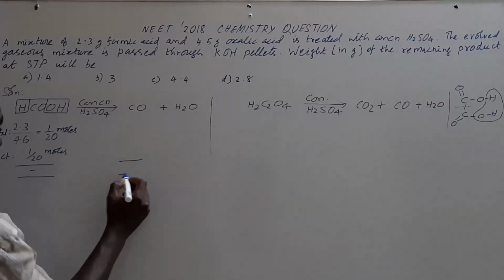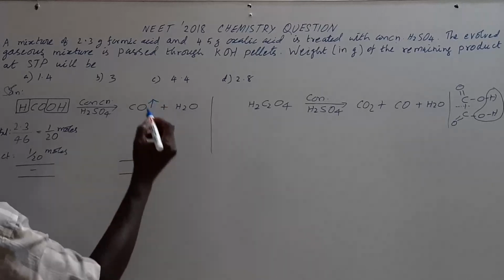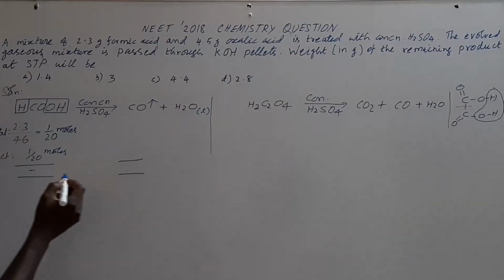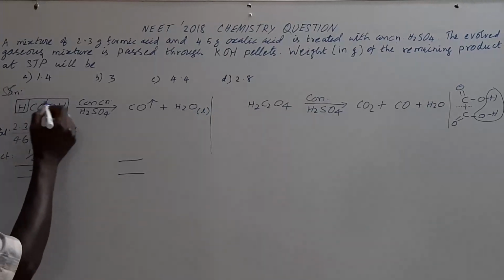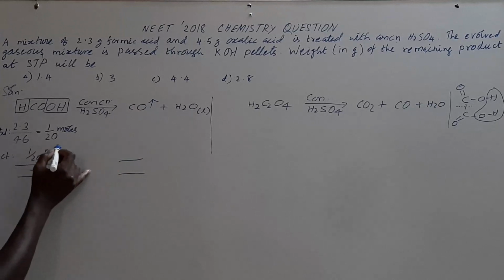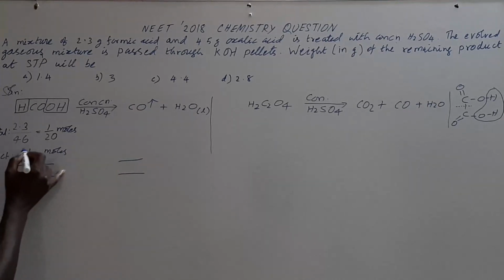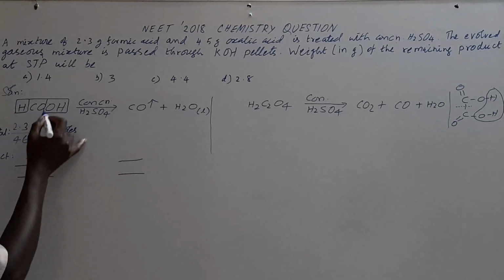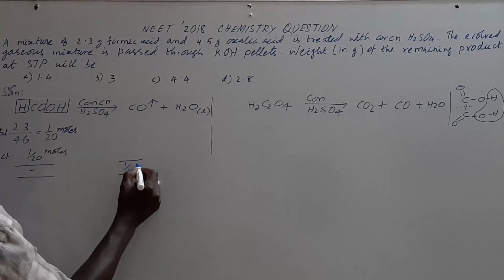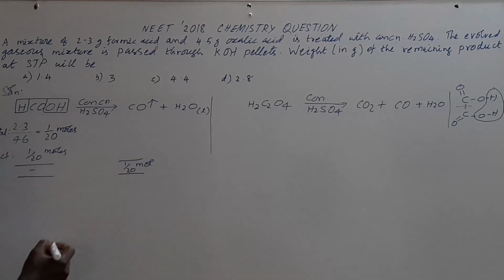Carbon monoxide is produced here, which is a gas. Water we need not consider because it is a liquid. Now 1 mole of formic acid on reaction gives 1 mole of carbon monoxide. Formic acid reacting is 1 by 20 moles. So 1 by 20 moles of formic acid on reaction gives 1 by 20 moles of carbon monoxide.